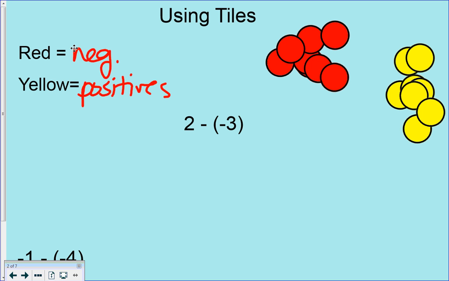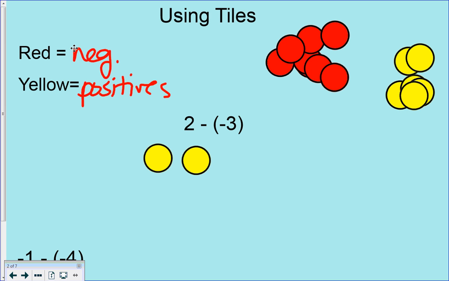So how many positives am I going to have up there? 2, right? I'm going to start with 2. Now, this problem tells me I'm going to take away 3 negatives, 3 reds. Do I have 3 reds in this problem? No. I need to figure out a way to put some reds into this problem without changing the problem. What can I do to put some reds into it, but not change it? What am I going to do with that yellow and that red? What is a yellow and a red called? Cancel.